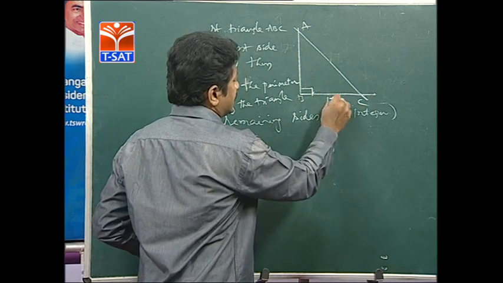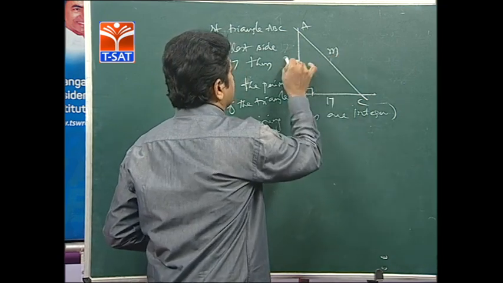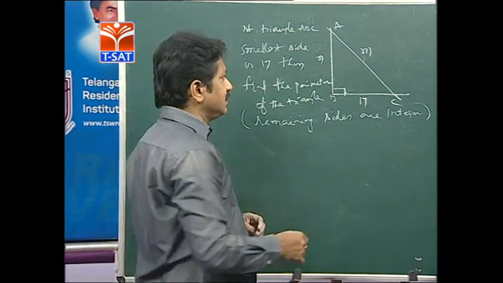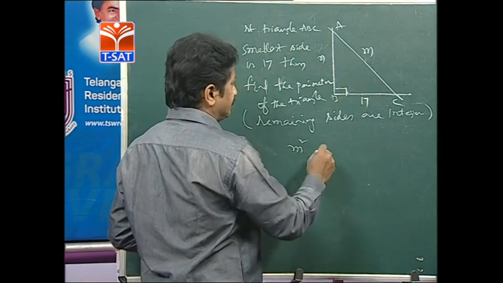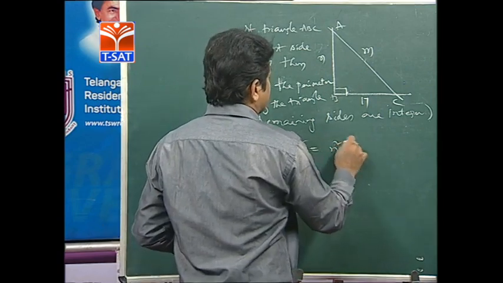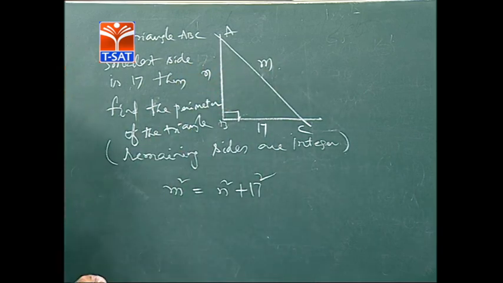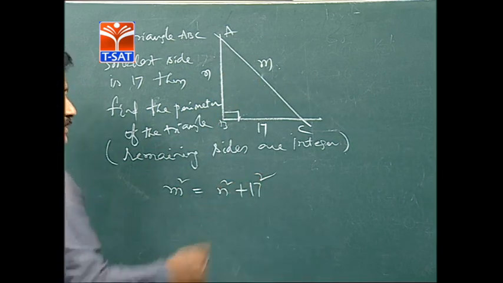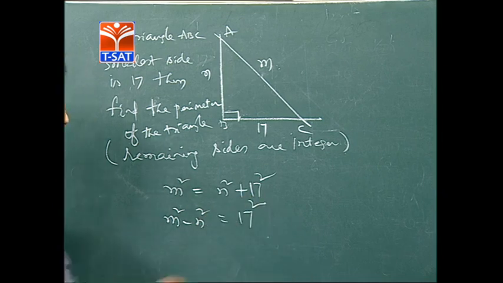So, for example, say it is 17 and we do not know the remaining, say it is m and this is n. Then what is the relation between these three? You know that by using Pythagoras theorem you can say m square is equal to n square plus 17 square, correct? The square of the hypotenuse is equal to the sum of the squares of the remaining two sides. So, m square minus n square equal to 17 square.